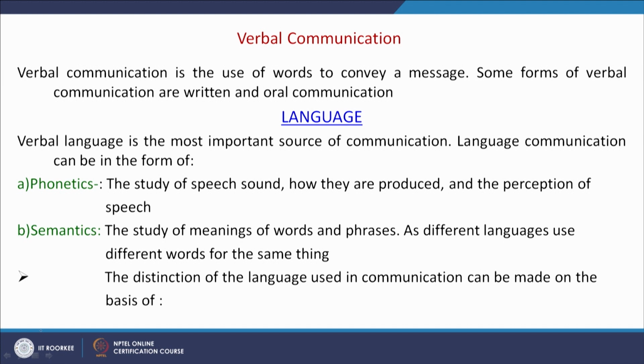So, when we are talking about verbal communication, it can be in the form of language. Language here means the most important source of communication, and it can be in two forms: phonetics and semantics. Just now I said that the manner in which we are conveying any message verbally to the other person will actually help the receiver to interpret the message accordingly.